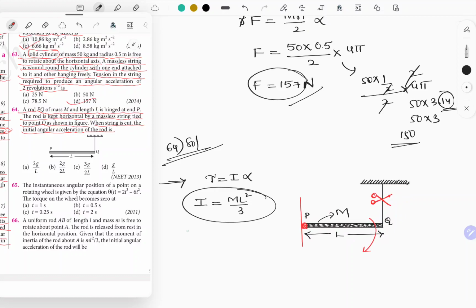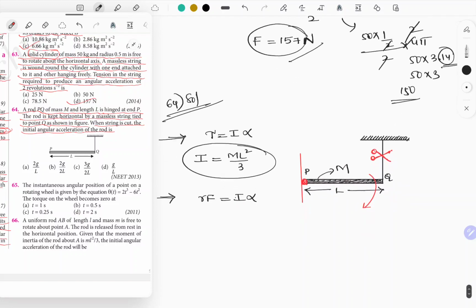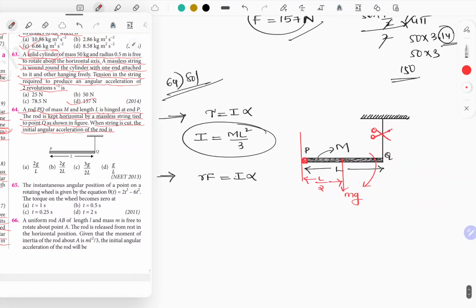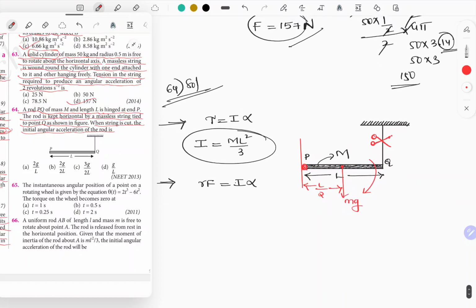I need to find out angular acceleration. First of all, find out torque. Torque is nothing but r into F, which is equal to I into alpha. So I should know where torque is present. Torque is always present for this kind of body from its center of mass. This is how weight is acting, mg, and this is the length I should consider to find out torque. So force is downward, which is mg. The distance of the center of mass location from the fixed axis position is L by 2.